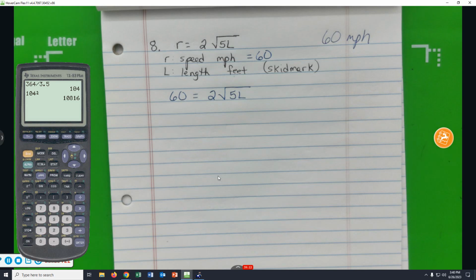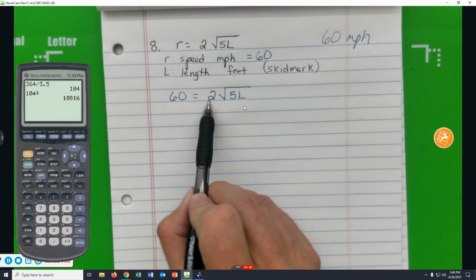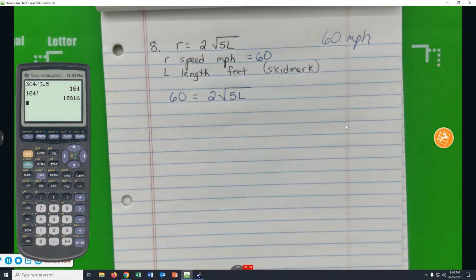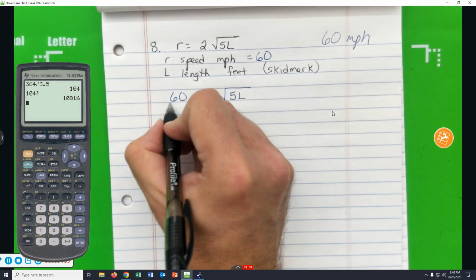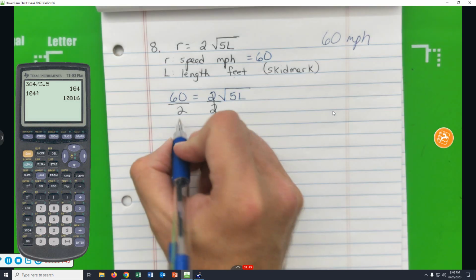So this is a square root equation. When I'm solving a square root equation, we want to get that radical expression by itself. So what do you think I'm going to do with that 2? I'll give you a hint. Are we going to subtract or divide? Divide? Yes. Undoing the multiplication, you divide, so you have 30 equals the square root of 5L.